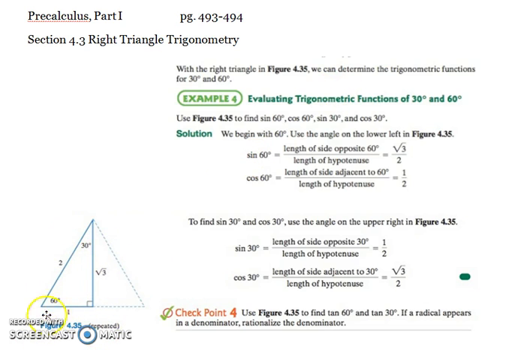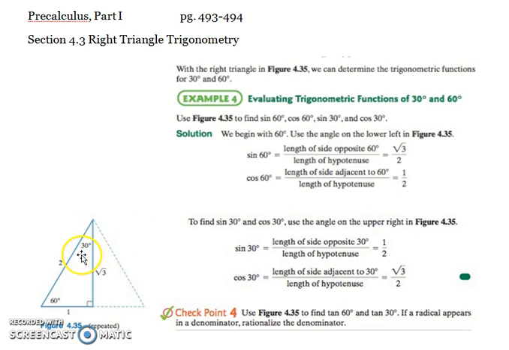So the sine of 60, that means we have to be at the 60 degree angle. Our opposite is square root of 3. Our hypotenuse is 2. So sine is opposite over hypotenuse, which would be square root of 3 over 2. Cosine of 60, the adjacent side is 1, so it would be 1 over 2.